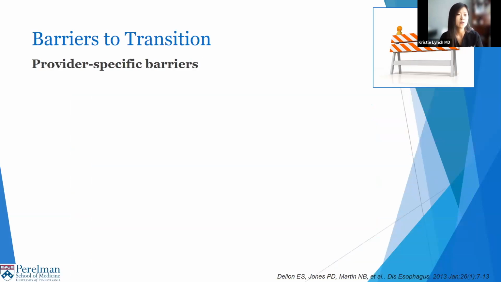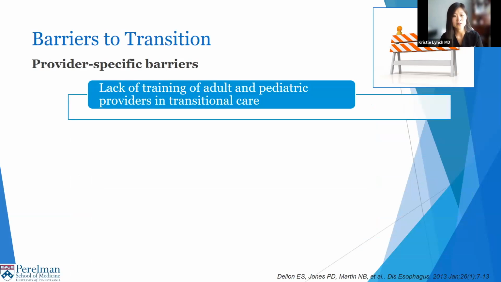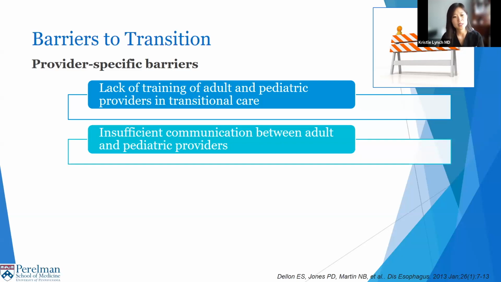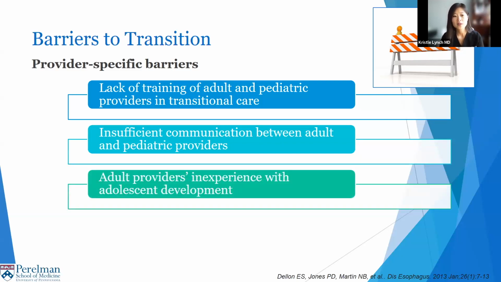What about provider-specific barriers? There can be a lack of training for adult and pediatric providers in transition of care, and insufficient communication between adult and pediatric providers. Additionally, we adult providers are very inexperienced with adolescent and child development. We see adults all day. We are only board certified in adults. So that's certainly a barrier if we have not had the education regarding transition of care.